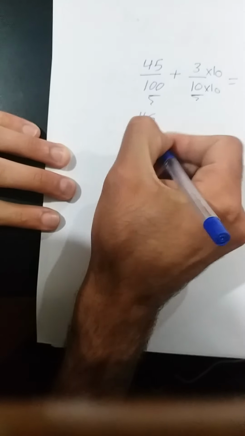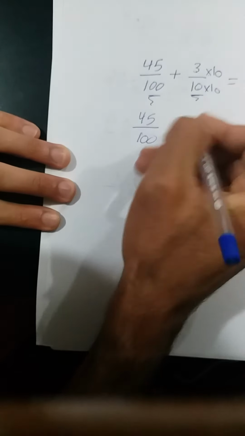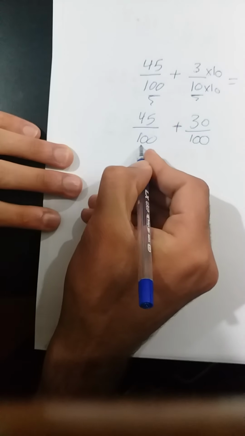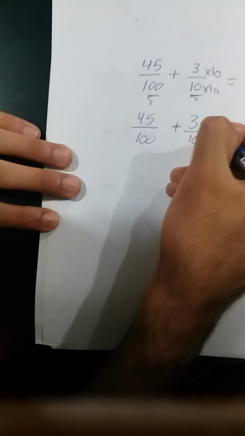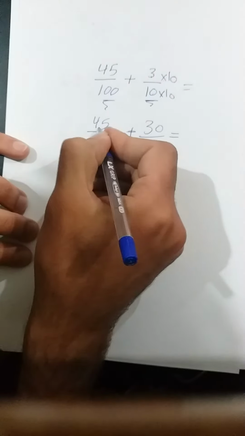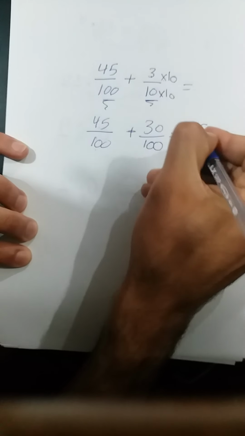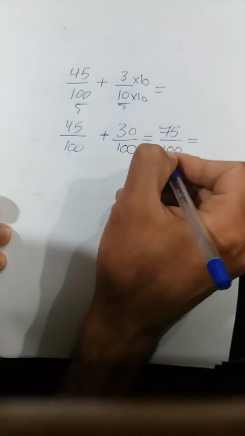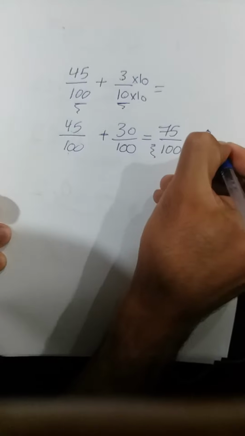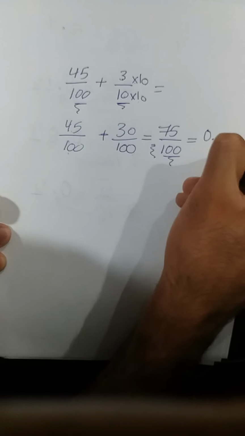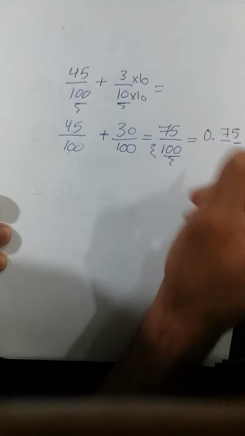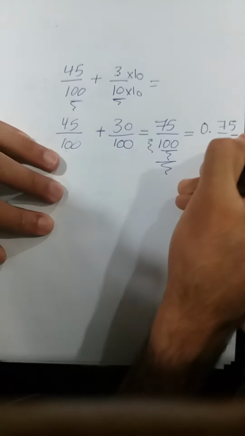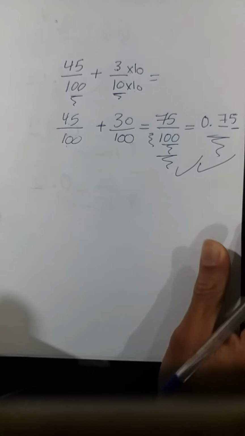45 over 100 plus 3 times 10, that will give me 30. 10 times 10, that will give me 100. Now I am having the same denominator, so I can add 45 plus 30, 75 over 100. And I want to write it. Do I have here any whole number? No. So I'm going to put 0. And here are 2 digits like this. So I'm going to put 0.75 like this. Okay? If you write it like this or write it like this, it's going to be a correct answer.